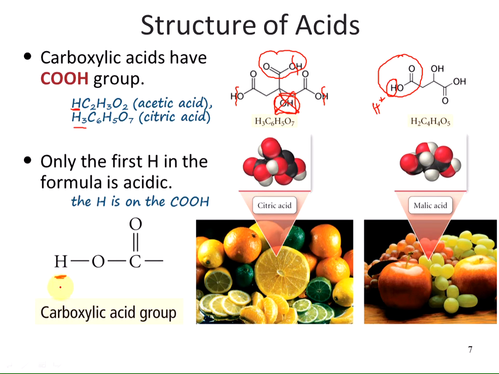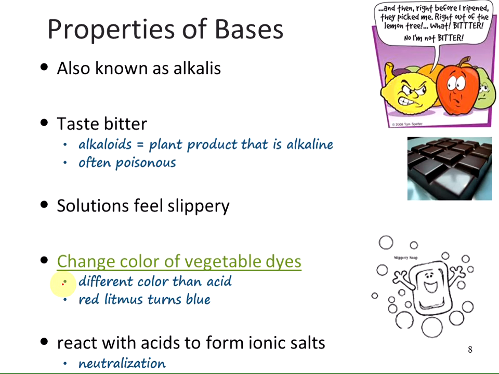Now let's contrast the properties of acids to bases. Now the bases are also known as alkalis. So that's where in the periodic table we talk about the alkali metals and the alkaline earth metals. Those are ones that form bases. Now the bases taste bitter. Plants contain alkaloids and they're often very poisonous. But those alkaloids are what give them their bitter taste.